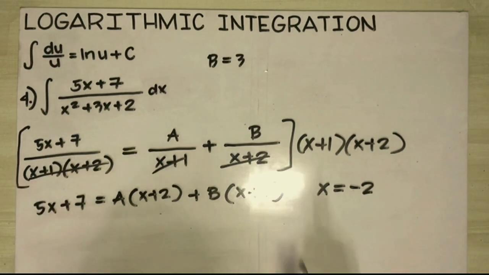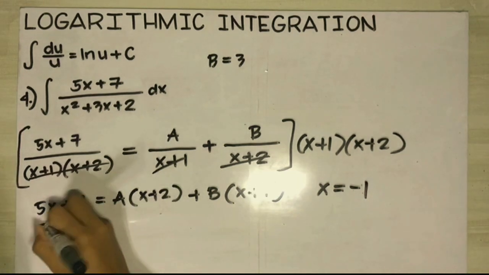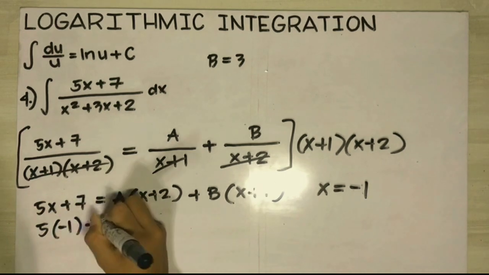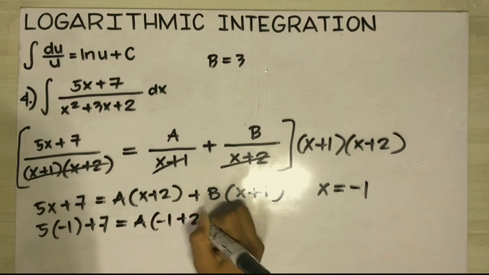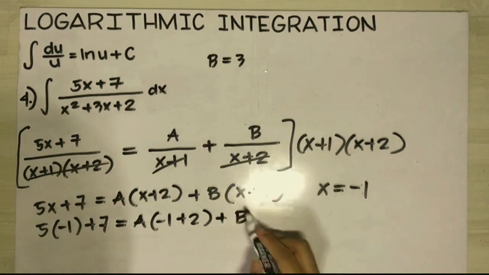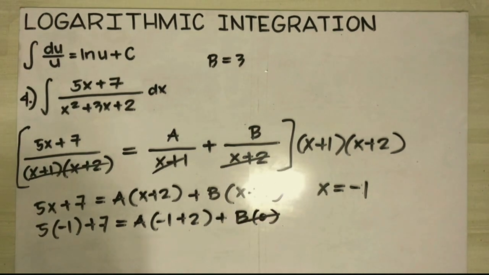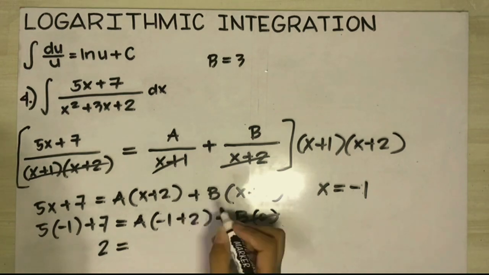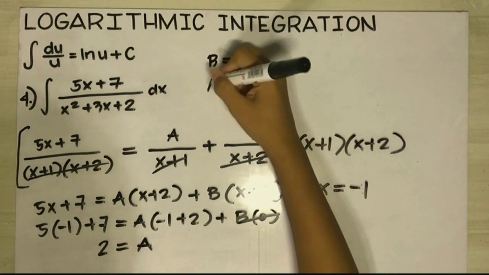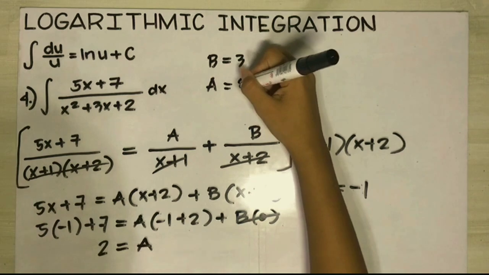And to cancel the b, we can let x equal negative 1. So, 5 times negative 1 plus 7 is equal to a times negative 1 plus 2 plus b times 0. So this is cancelled. So, 5 times negative 1 plus 7 is equal to 2, which is also equal to negative 1 plus 2 times a. So, a is equal to 2.